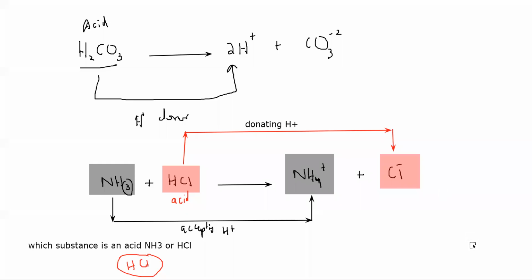The substance which donates a proton, we call that an acid. Another example, say you have H2O plus HNO3. When they react, mix with each other, they form the substances H3O plus and NO3 minus.